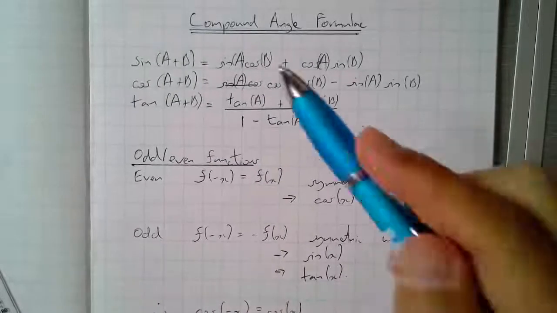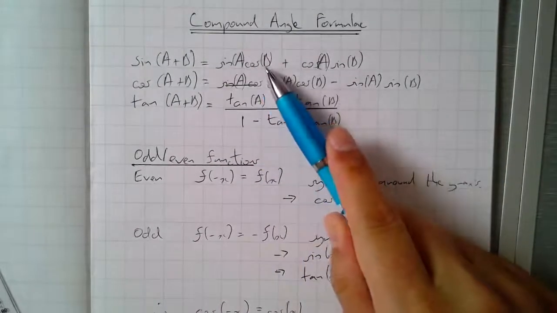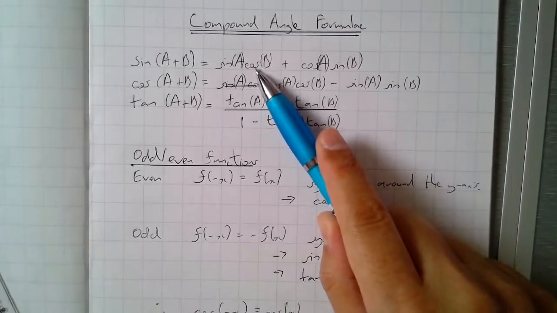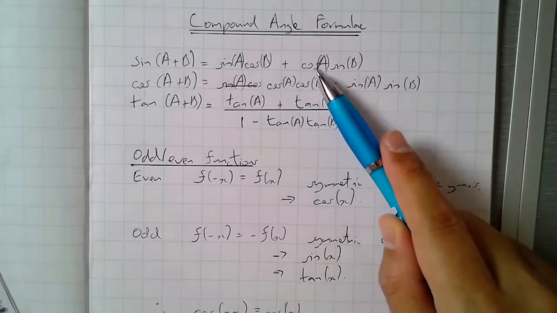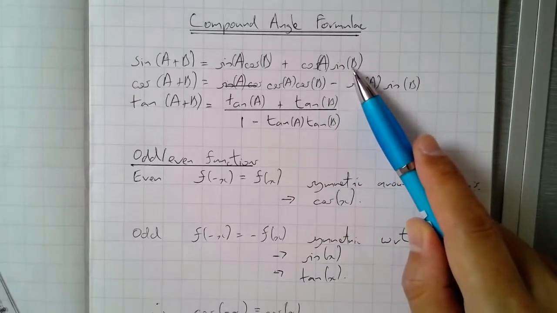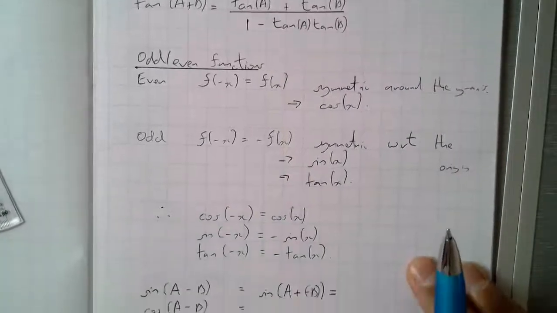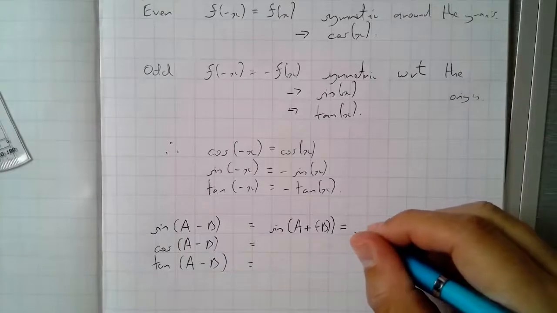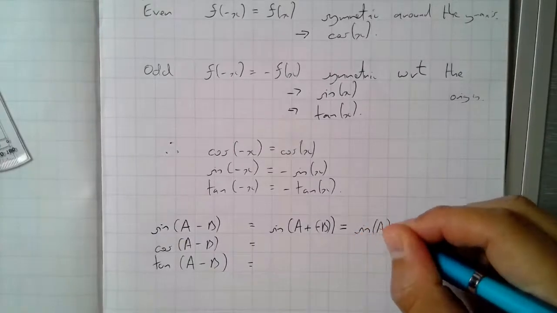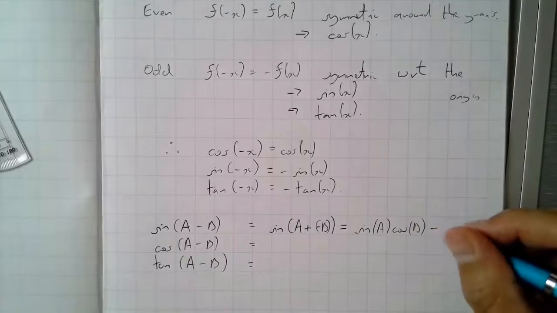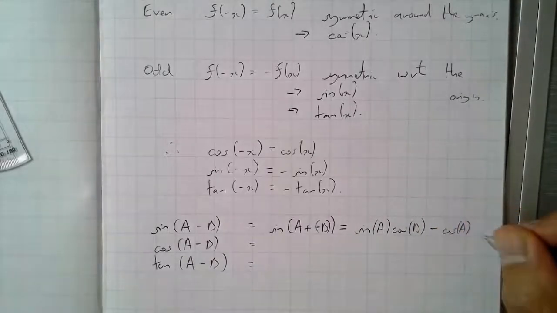So a was the same, so that stays the same. This is minus, but if I stick minuses into cos, I just get the normal cos. Cos of a hasn't changed because a hasn't changed. Sine of minus b changes to a minus sine b. So altogether, that should give us sine a cos b minus cos a sine b.